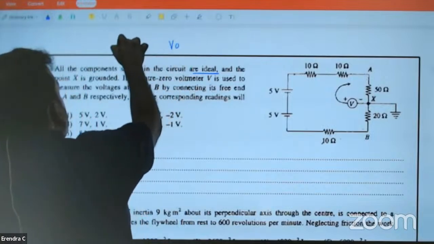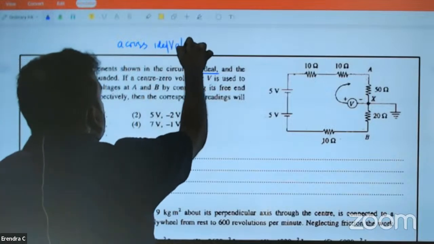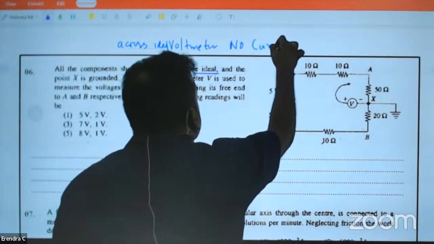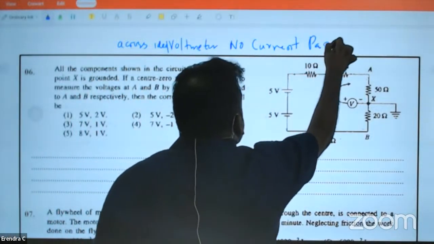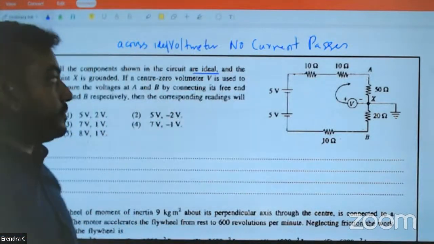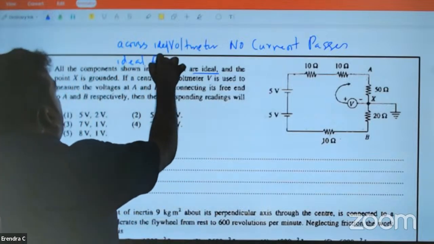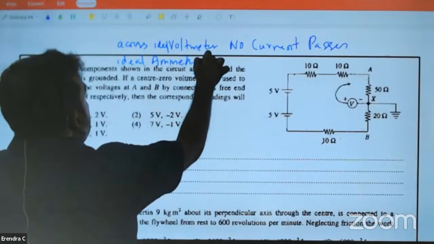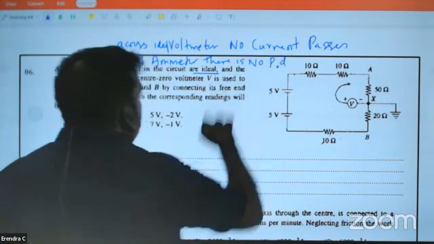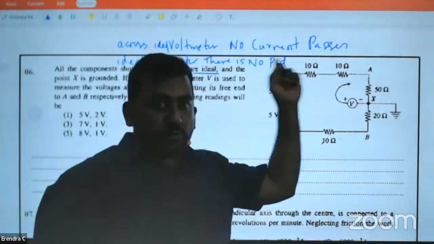That means across an ideal voltmeter, no current passes through. Then for an ideal ammeter, there is no potential difference, no potential drop. Short form, I write PD.